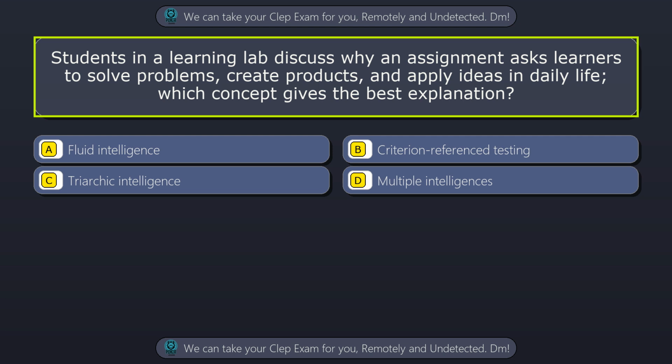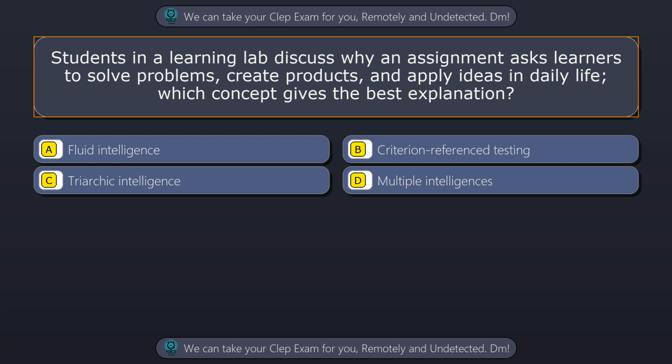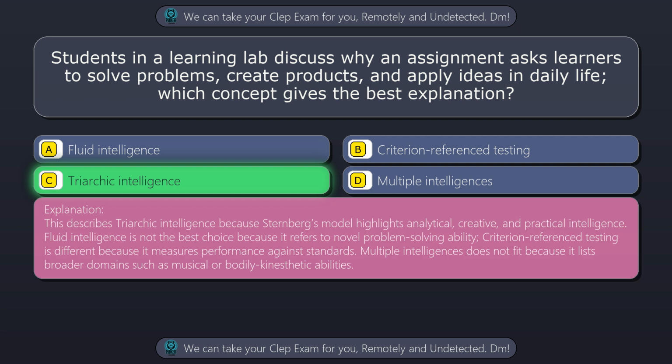ideas in daily life. Which concept gives the best explanation? Option A, fluid intelligence. Option B, criterion reference testing. Option C, triarchic intelligence. Option D, multiple intelligences. The correct answer is option C, triarchic intelligence. This describes triarchic intelligence because Sternberg's model highlights analytical, creative, and practical intelligence.